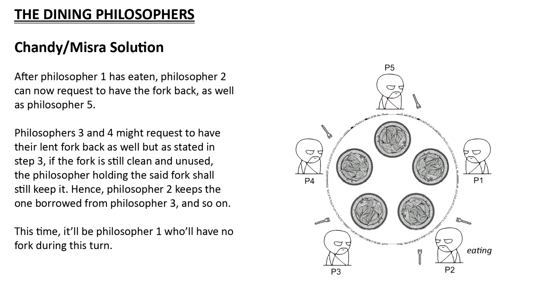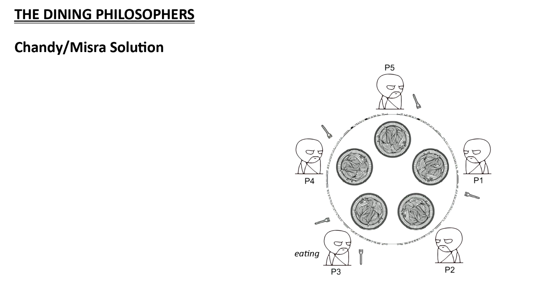After philosopher 1 has eaten, philosopher 2 can now request to have the fork back, as well as philosopher 5. Philosophers 3 and 4 might request to have their lent fork back as well, but as stated in step 3, if the fork is still clean and unused, the philosopher holding the said fork shall keep it. Hence, philosopher 2 keeps the one borrowed from philosopher 3, and so on. This time, it'll be philosopher 1 who'll have no fork during this turn. Now, the cycle will just continue until all the philosophers can have their turn to eat. Starvation and deadlock are again avoided by using Chandy and Misra's solution.